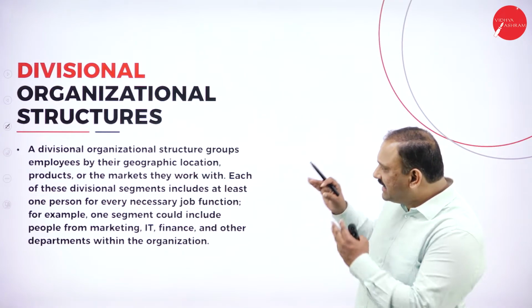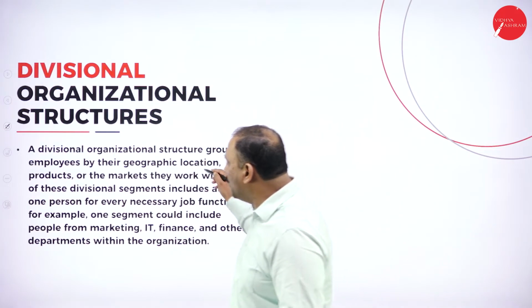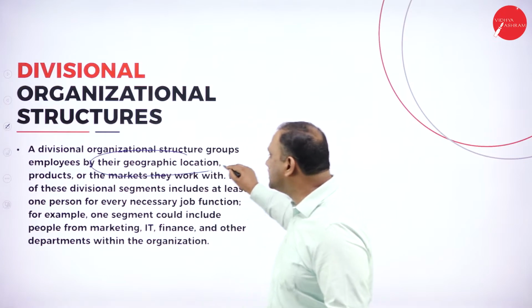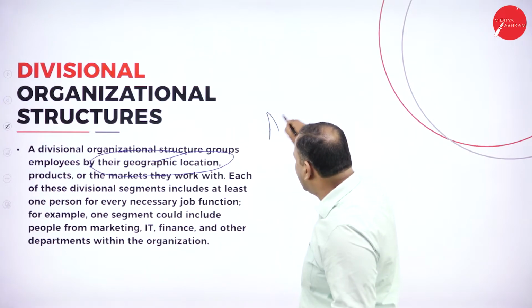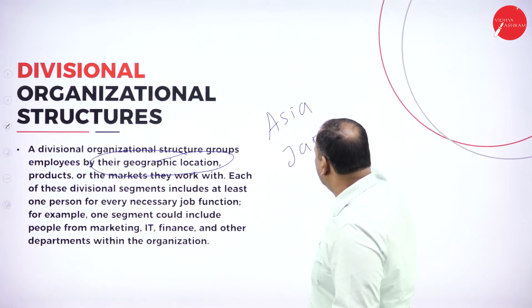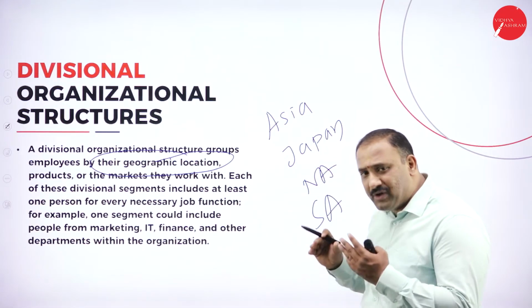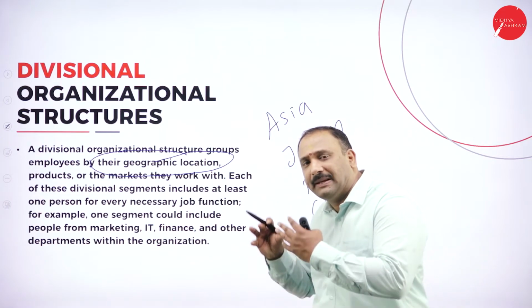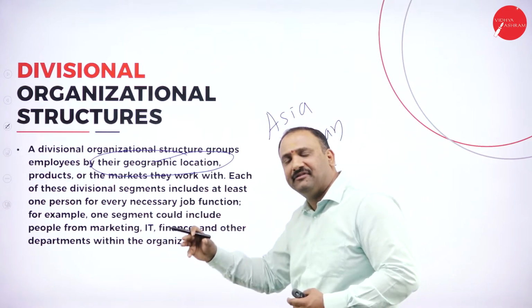Followed by now the divisional organization structure. What is a divisional organization structure? Where you divide the employees by the geography, location, products, markets with which they work. So you have an Asia region, you might have a Japan region, you might have a US or a North American market, South American market. So what we are trying to do is divide people according to the geographies, according to the work location, according to divisional segments.